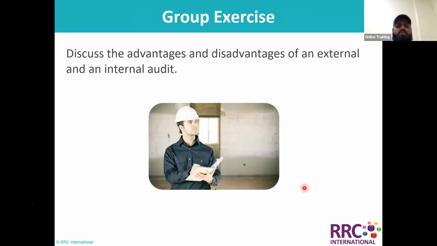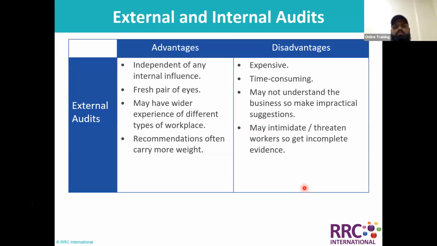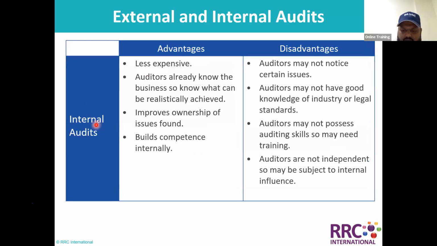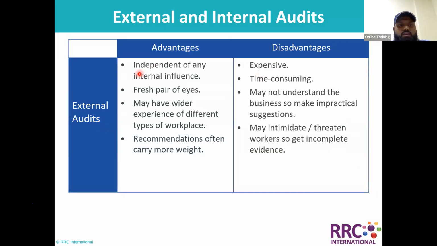Now, there are some advantages and disadvantages of an external and internal audit. What are the advantages? What are the disadvantages? If you talk about external audit, what are the advantage and disadvantage? Then we will go for the internal audits. External audits: if the auditor comes from outside, of course, he would be independent of any internal influence. No one can ask him to go fast, not to sit over here, don't examine this document. He will ask you everything, whatever he requires. Then he would have a fresh pair of eyes to check your system.